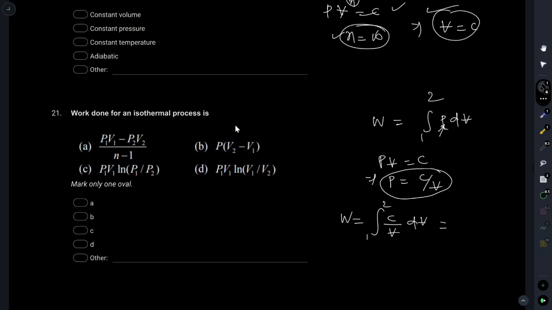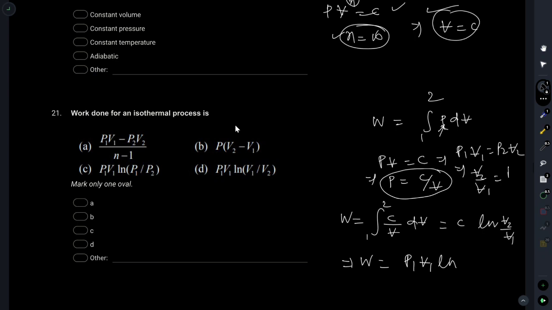From 1 to 2, then C can be taken out, so C and the integration of dV/V will be equal to ln(V2/V1), where C can be replaced by any value. So W can be written as P1V1 ln(V2/V1). In no term can we see the V2/V1, so otherwise I can write P1V1 = P2V2. So from here V2/V1 can be written as P1/P2. So this W can be written as P1V1 ln(P1/P2). So here option C will be the correct answer.